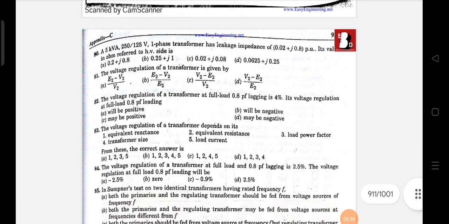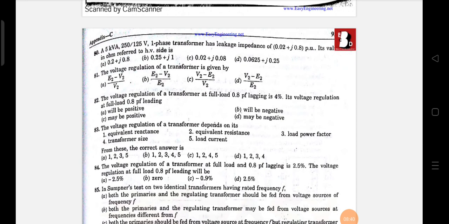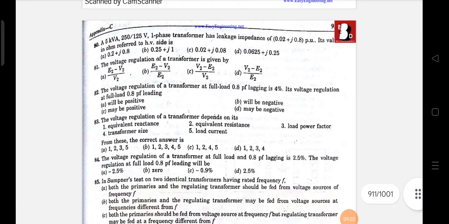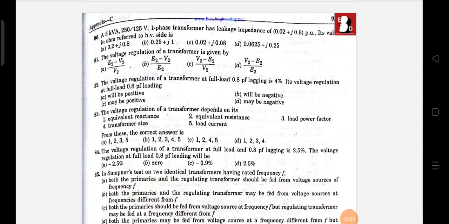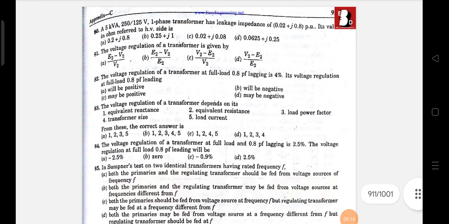Next, 80th question. A 5 kVA, 250 by 125 volts single phase transformer has leakage impedance of 0.02 plus J 0.8 per unit. Its value in ohm referred to the HV side. This type of problem is already solved. Z in ohm is equal to Z per unit into kV square by MVA. This same type of problem was already solved in the starting classes also. This 80th question's answer, B, is correct.